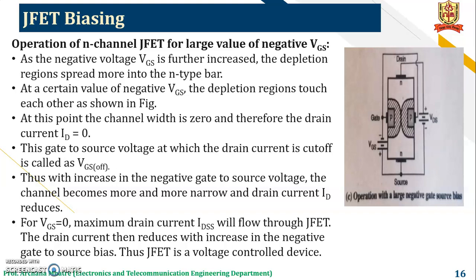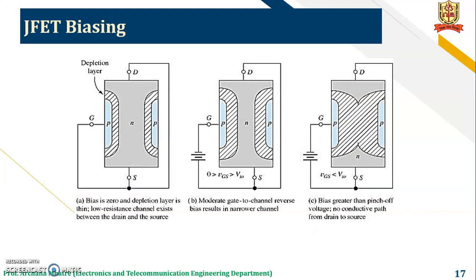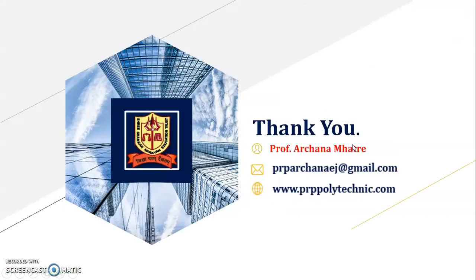Thus, the JFET is a voltage-controlled device. As we change the input voltage VGS, the width of the depletion region changes accordingly. So these are the three diagrams which show this. Here you can see that when no voltage is applied, the width of the depletion region is small. When a small VGS is applied, the width of the depletion region increases, and with further increase in VGS, the depletion regions touch each other. Thank you.